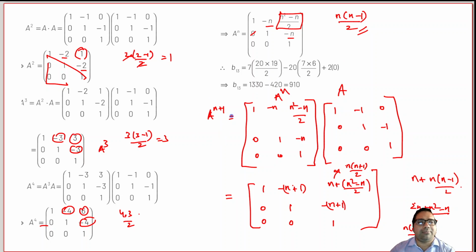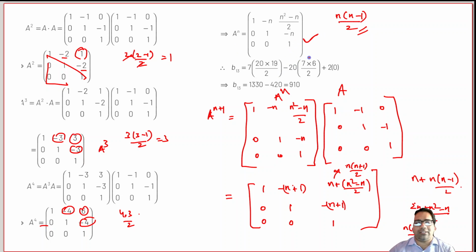So that means by induction also we are able to prove that A power n plus 1 is in the form of A power n. So A power n equals 1 minus n and n square minus n by 2. This structure is actually proved, and this is a valid structure and valid formula here.